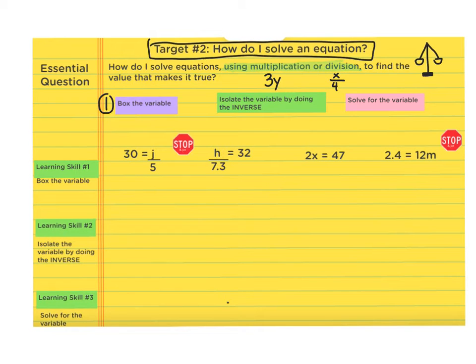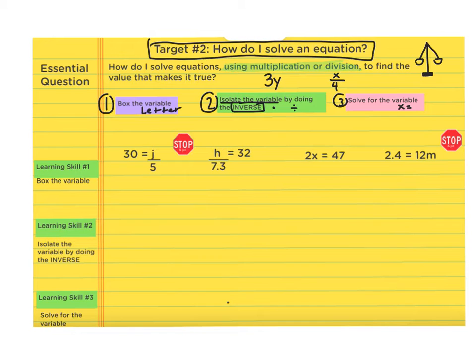The first thing we always do is box the variable, right? So we're looking for the letter. We're looking for Miss Olton. The second thing we also do is we have to get everything away from Miss Olton by isolating the variable, right? That's how we get Miss Olton by herself, by doing the inverse. And don't forget, inverse means opposite. The opposite of multiplication is division, and the opposite of division is multiplication. And lastly, the third thing we're going to do is we solve for the variable. So we figure out what the variable equals, x equals or y equals or whatever variable it is.